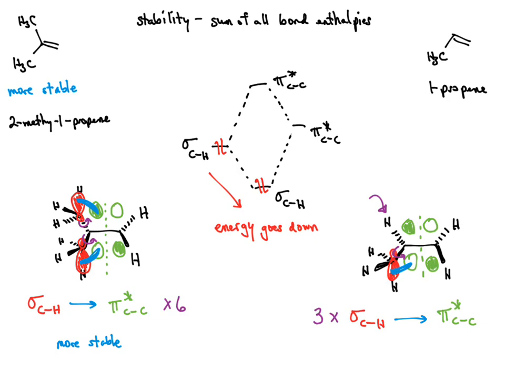Because you have more of these diagrams in the case of the 2-methyl-1-propene than you do 1-propene, you have 6 of these diagrams versus 3 of these diagrams. Overall, the sum of the bond enthalpies will be lower for 2-methyl-1-propene. Okay, so if you have additional sigma donation, that will give rise to more of the sigma CH electrons being able to spread out over greater distances, and this, of course, leads to greater stability because the sum of the bond enthalpies will go down.